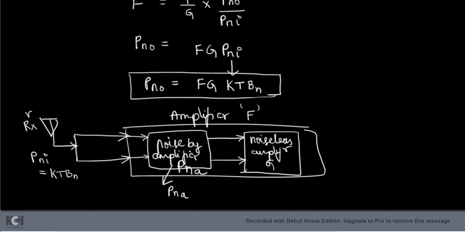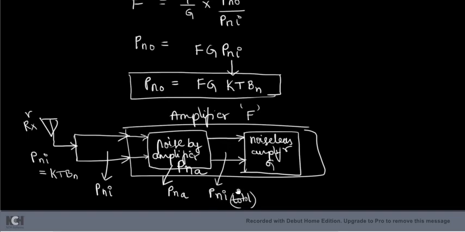So now what is the noise coming at this point? That you can call the total input power, noise total input power. The noise at this point you can call PNI. The noise offered by the amplifier, you can call it PNA. Then the noise offered by your amplifier can be called as PNI total.